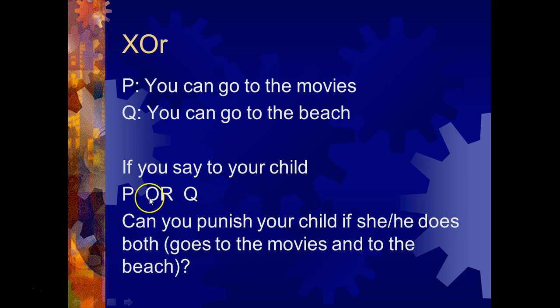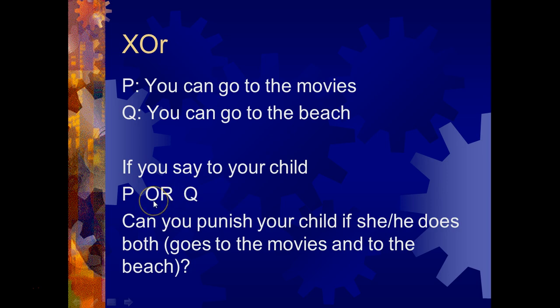So you said to them, you can go to the movies or you can go to the beach. And then they do both. Can you get angry at them? Can you punish them? Can you say they didn't follow what you said? So in English, it's actually not clear what the meaning is.